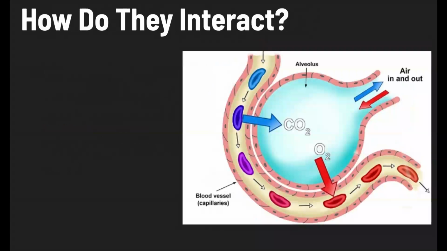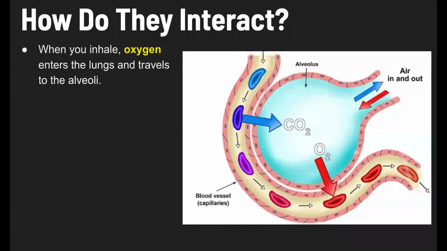Okay, now that you know where they meet, let's talk about what's happening in this interaction between the two. So when you inhale, when you breathe in, oxygen enters your lungs and it travels to the alveoli, those sacs that I mentioned a moment ago. So that's why you see this red arrow coming in. And right here, O2, that's referring to oxygen. So when you inhale, the oxygen comes into the alveolus.